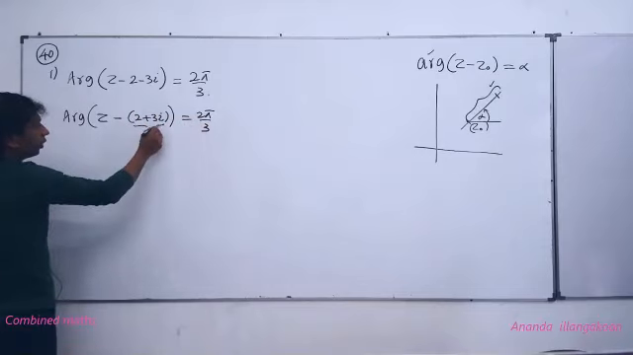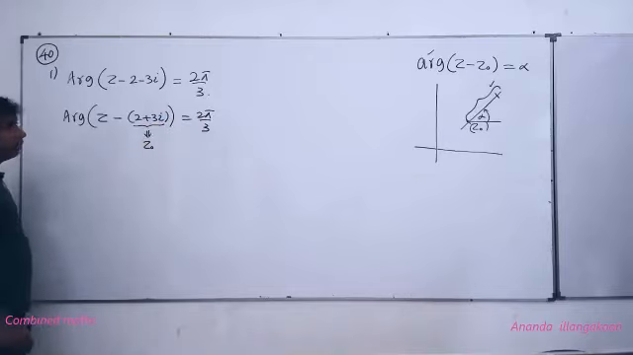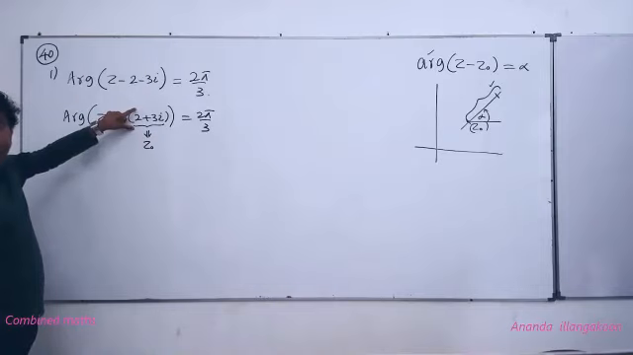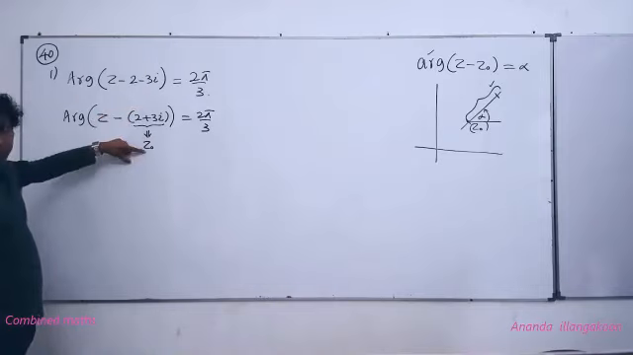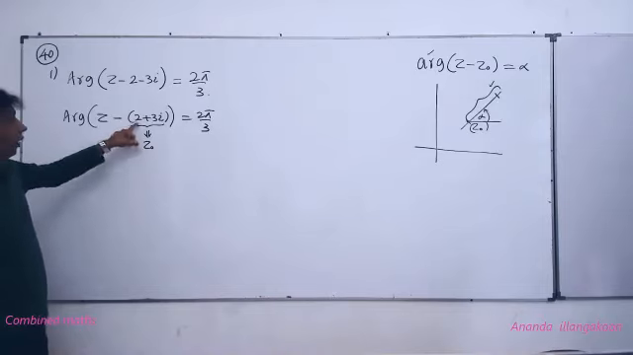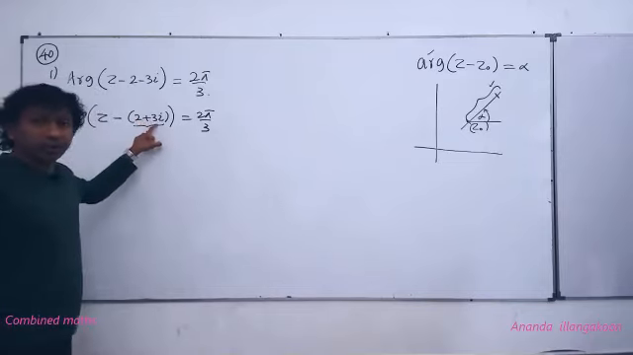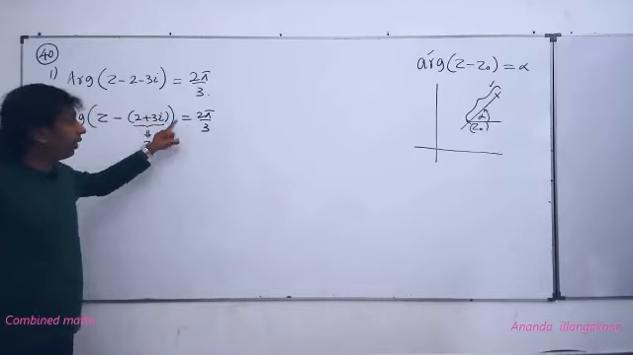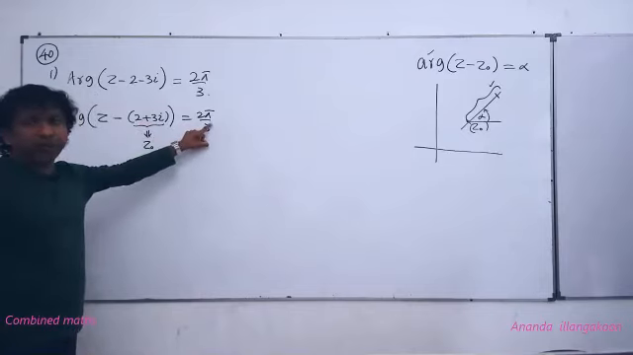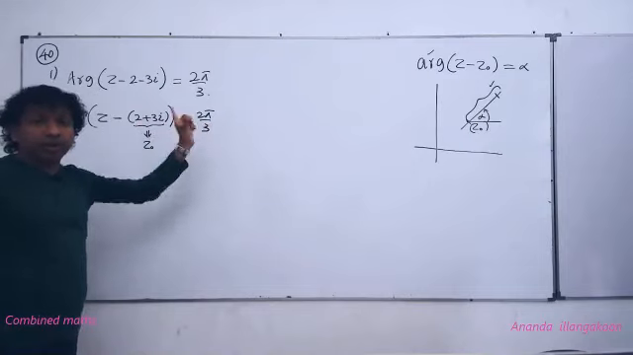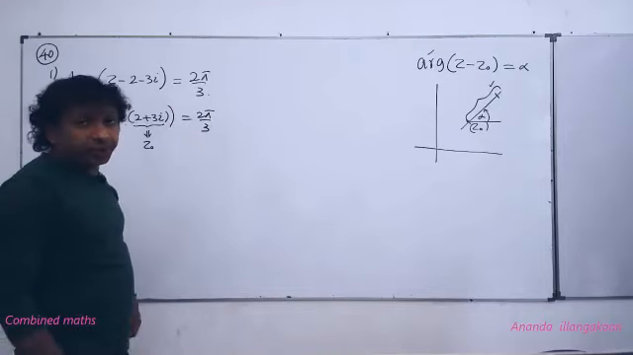Then this complex number is z naught. Then this is a line that passes through the complex number z naught. If you speak about the coordinates, the point (2, 3). The line passes through the point with coordinates 2, 3, and makes an angle 2π/3 with the positive real axis, anticlockwise. So then how do you draw the diagram?